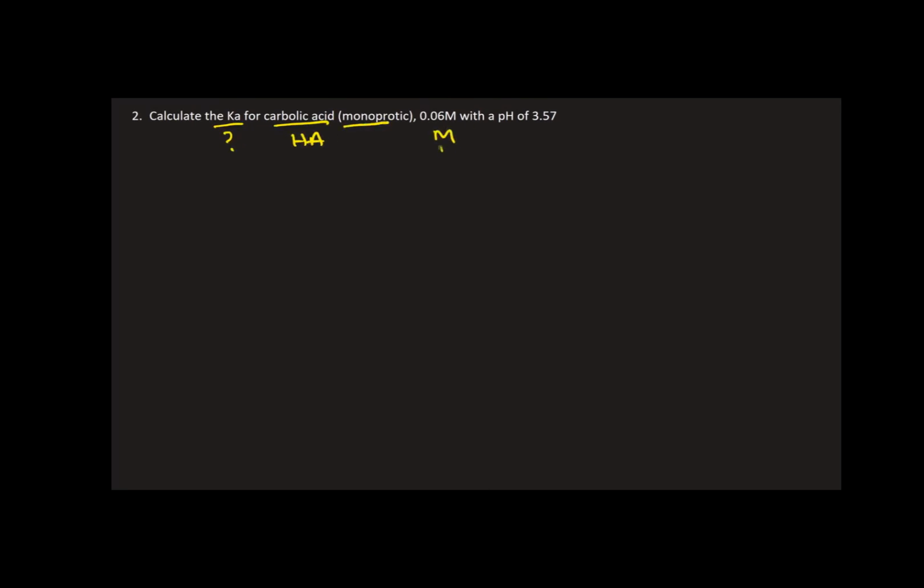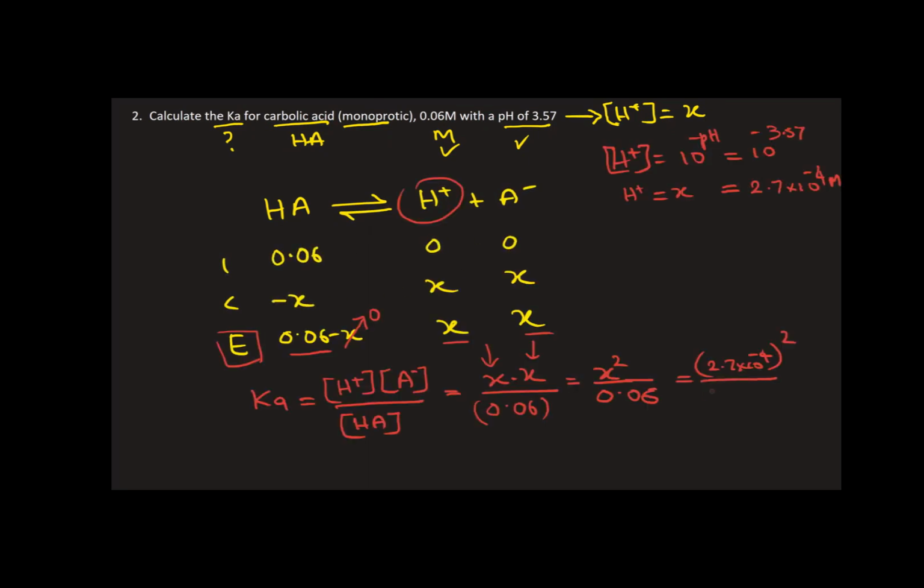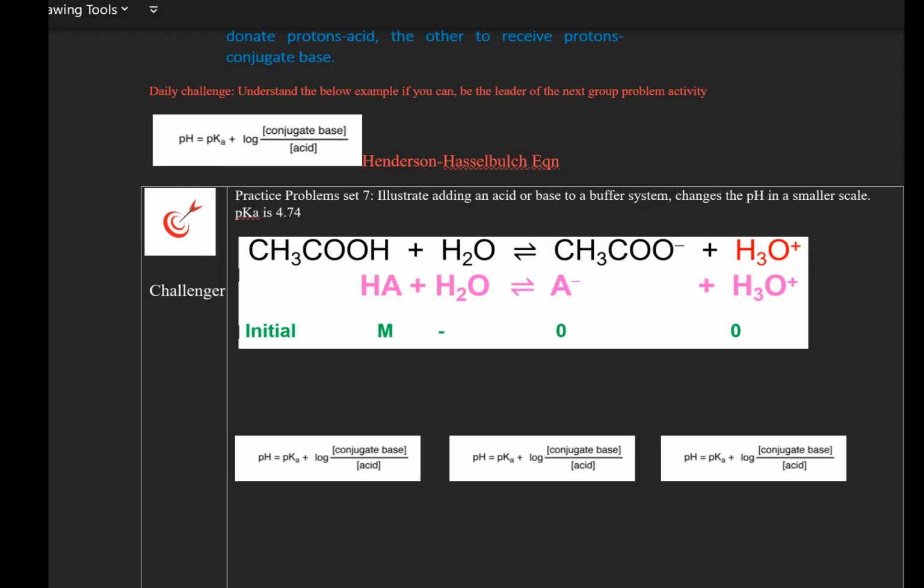So next question, calculate the Ka for carbolic acid, molarity given, pH given. Now we are looking for Ka, but we're going to use the same thing, ICE table. So here pH will lead you to get the x value, the proton concentration. Again, HA, any weak acid, H plus A minus, and then molarity is given 0.06, 0, 0, and then similarly you do the problem, right? Write Ka and plug in the numbers, and you're going to get the Ka.